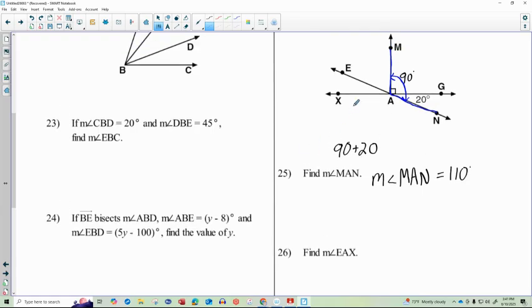Find the measure of EAX. Well, where is EAX? Here I'm checking, do you remember that this angle and this angle here are what we call vertical angles and are therefore congruent? So if angle GAN is 20, then angle EAX is also 20. So the measure of angle EAX is equal to 20 degrees.